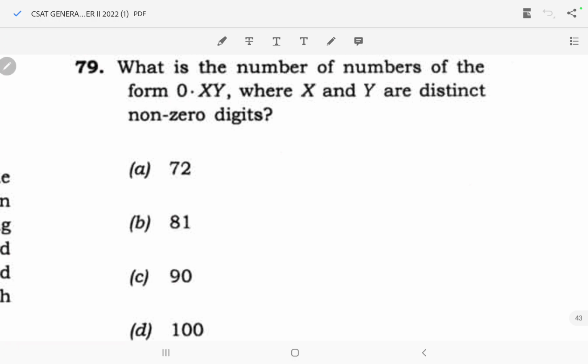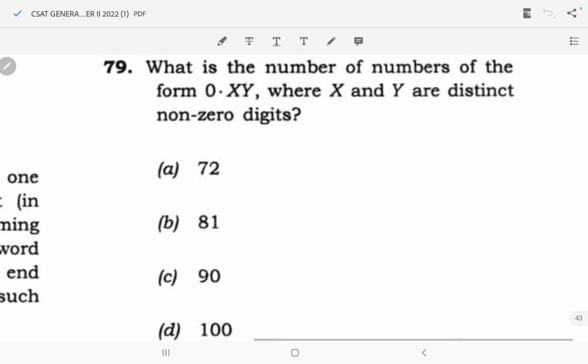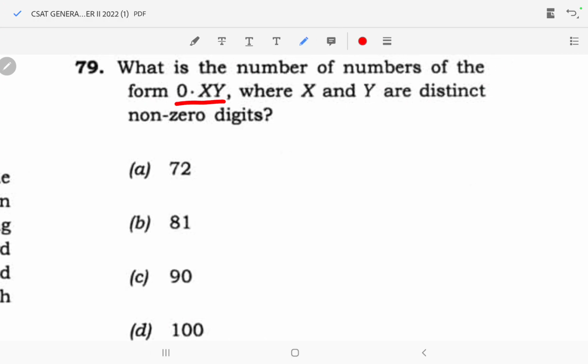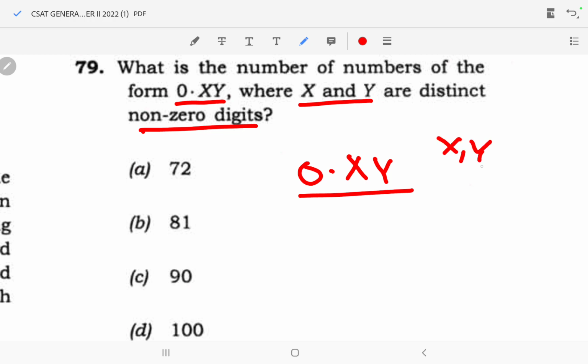What is the number of numbers of the form 0.xy where x and y are distinct non-zero digits? इसका मतलब 0.xy ये नंबर है, तो ऐसे कितने नंबर्स बन सकते हैं अगर x और y नॉन ज़ीरो डिजिट्स हैं और वो भी डिस्टिंक्ट नॉन ज़ीरो डिजिट्स हैं. सो नॉन ज़ीरो डिजिट्स क्या हो सकते हैं? 1 2 3 राइट टिल 9. So 1 2 3 till 9.